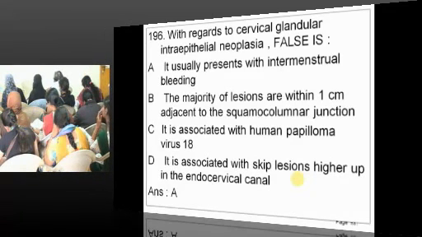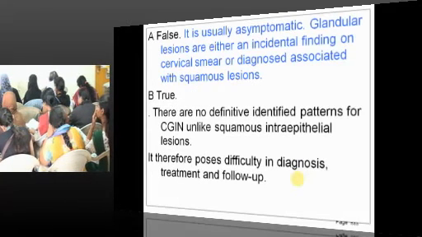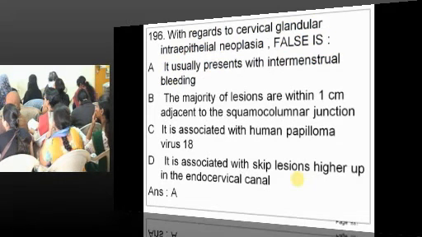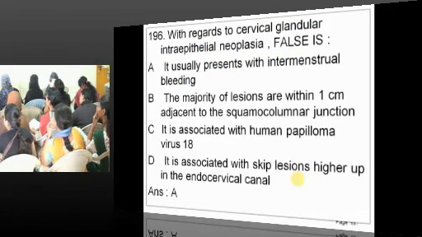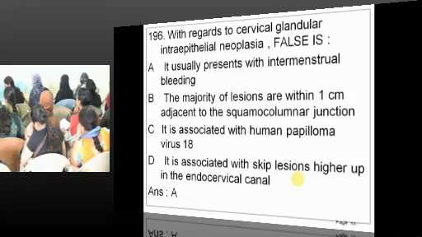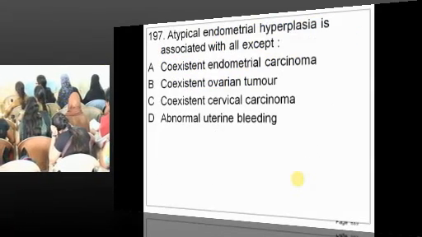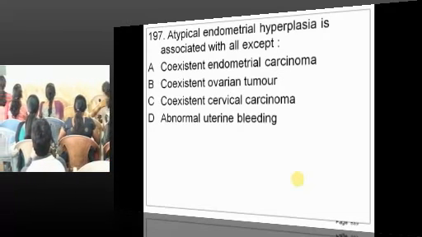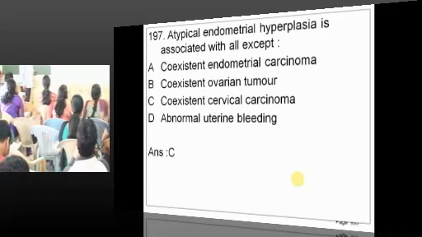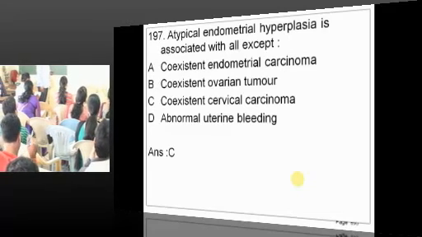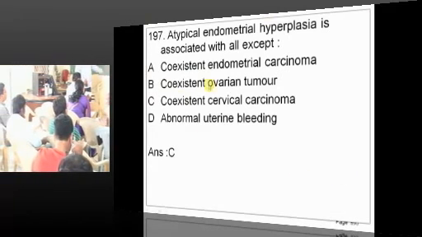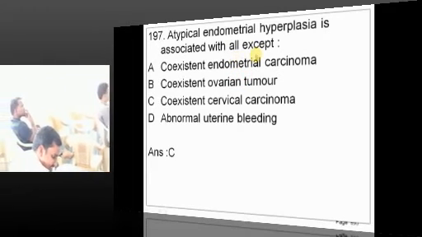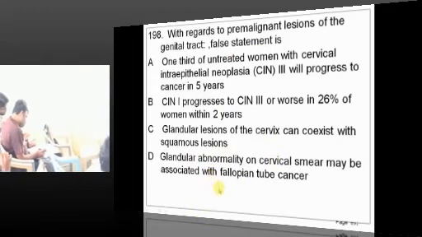C, C. HPV is implicated in both the things. HPV 18 is implicated even in case of glandular lesions also. True. Then atypical endometrial hyperplasia, what is except? You like to say? Yes, it is not with coexistent cervical cancer, but abnormal uterine bleeding, any hyperestrogenic state, it can be coexistent, endometrial carcinoma can be existent, anything can happen.